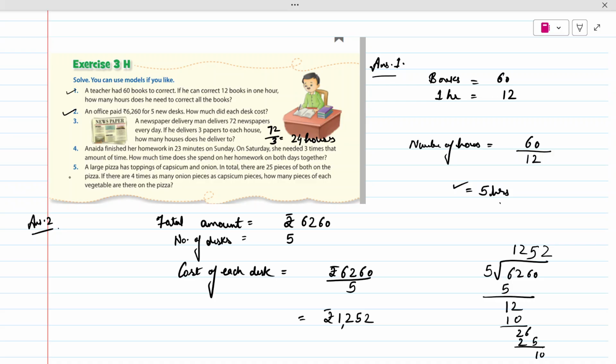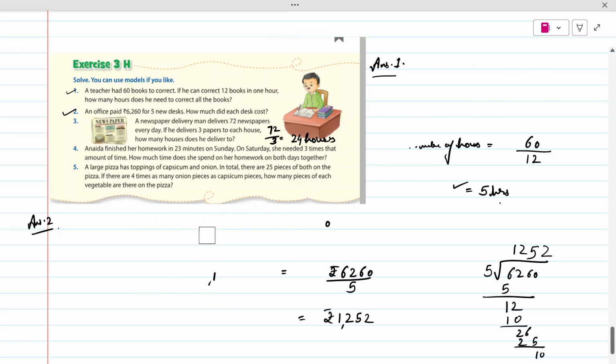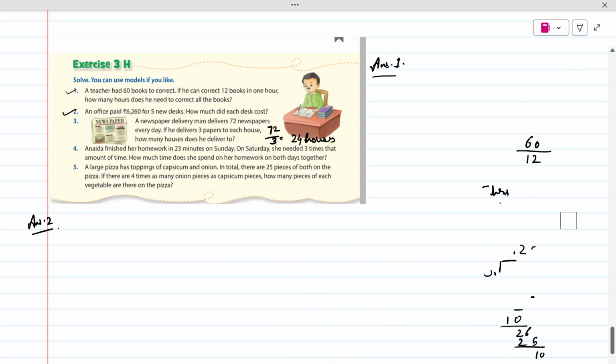Easy. Next question is question number 3. I'm doing it here. So kids, these are very easy questions. They are simply the division questions. And we have already done such kind of questions in our grade 4 also. Let's do question number 4 now.